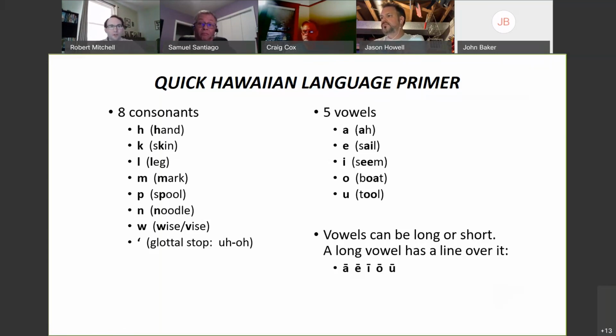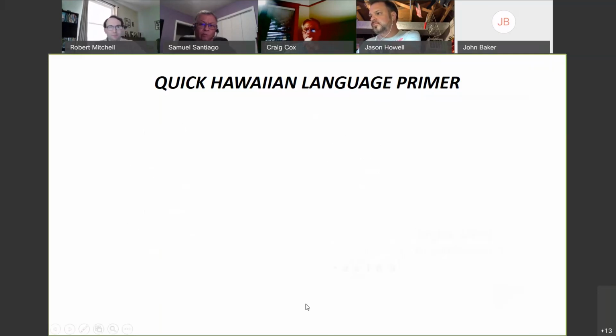Okay. So, well, I suppose in a way, this means that Hawaiian language has 10 vowels because whether you're using a short vowel or a long vowel in the word, it can completely change the meaning. I'll give you a couple of examples in a minute.